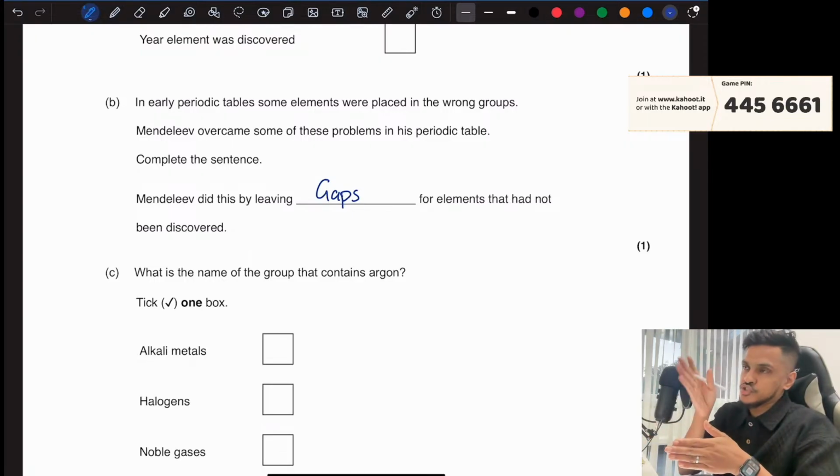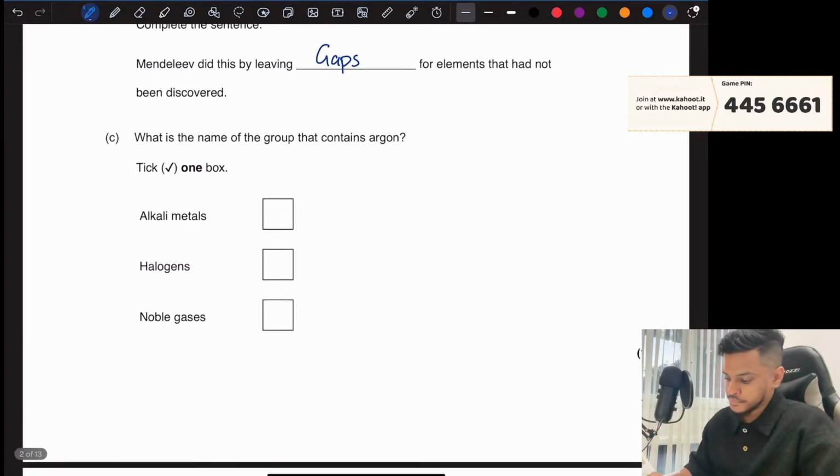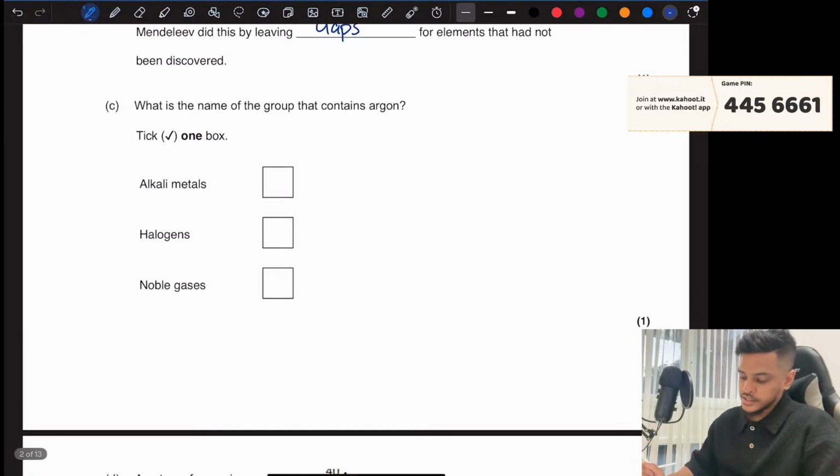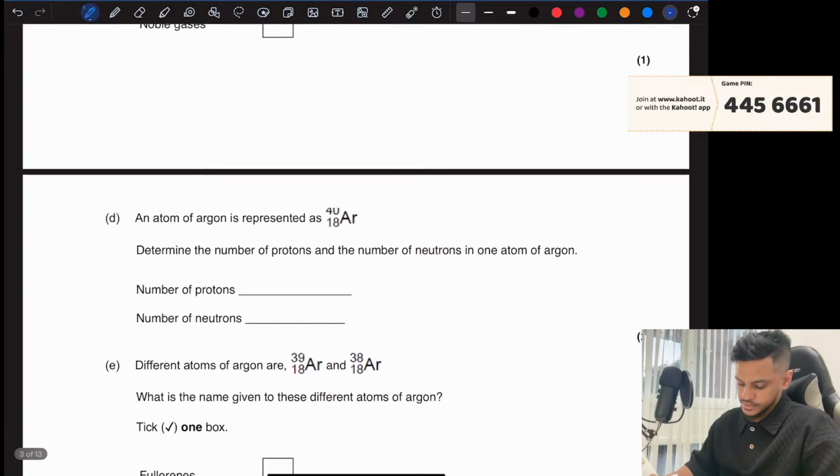So he based them strictly on the properties, and then after that, people discovered those elements and they did fit his predictions. So he made predictions about those elements in the gaps. Noble gases, nice one.